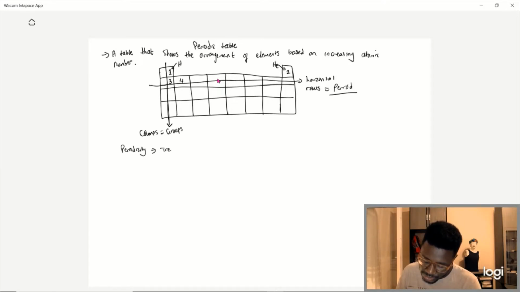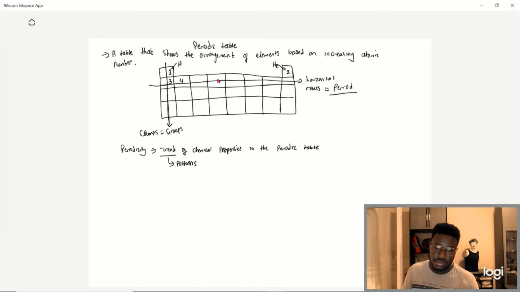Periodicity is a trend of chemical properties in the periodic table. A trend means pattern. So it means how the patterns are. So patterns. Okay, so the first trend that is important to talk about is the atomic radius.